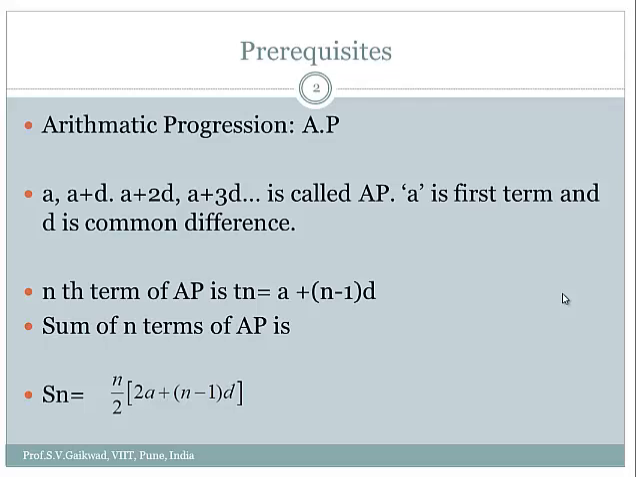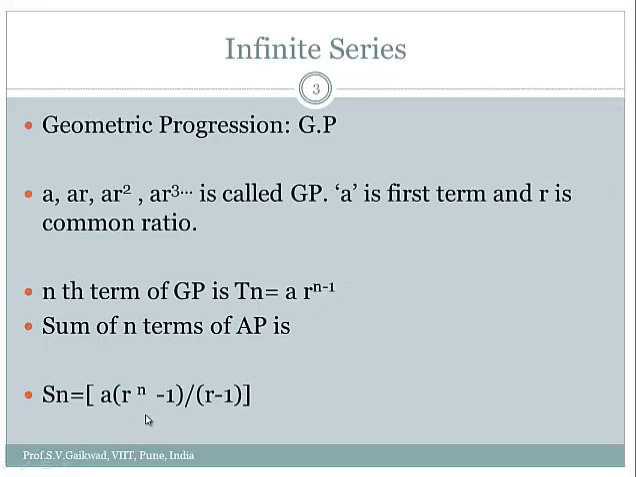The nth term of AP is given by A plus (n minus 1) into D, and the sum of n terms is n by 2 into bracket 2A plus (n minus 1) into D. In GP, the terms are A, AR, AR square, AR cube and so on. The next term is obtained by multiplying the previous term by the common ratio. A is the first term and R is the common ratio. The nth term of GP is A into R raised to n minus 1, and the sum of n terms is A into bracket R raised to n minus 1 upon R minus 1.